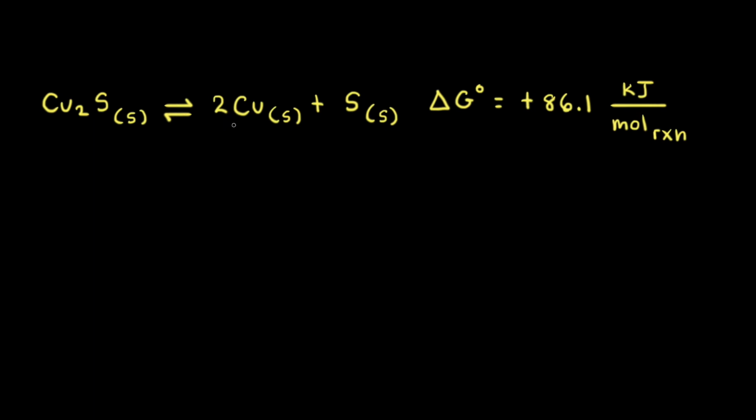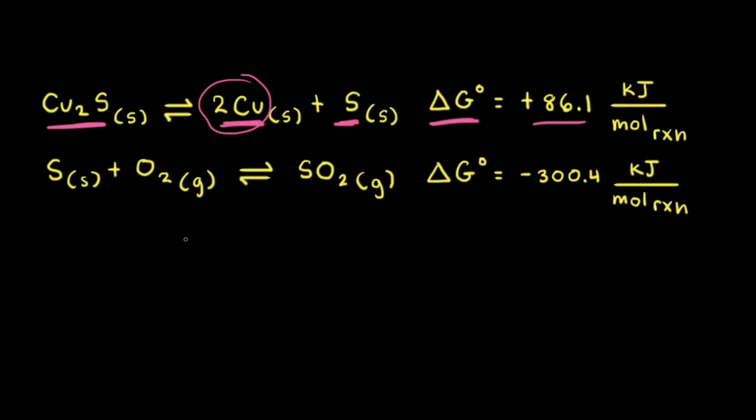Let's say that our goal is to extract solid copper from copper(I) sulfide. The other product of this reaction is sulfur. However, delta G naught for this reaction is equal to positive 86.1 kilojoules per mole of reaction. Since delta G naught is positive, this reaction is thermodynamically unfavorable, and at equilibrium, there'd be very little of our product, so we wouldn't get very much copper.